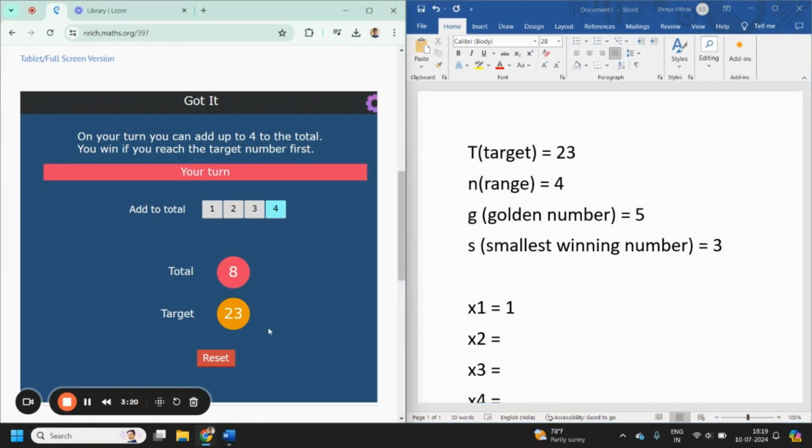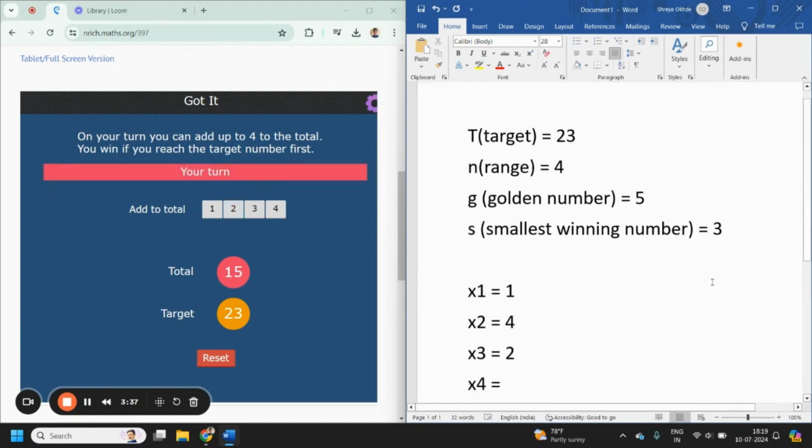And as you can see, 3 plus 5 is 8, which is another winning number. x2 is equal to 4. I'm going to play 5 minus 4, which is 1. Okay. So the computer has played 2, and I'm going to play 5 minus 2, which is 3. Now the computer has played 1. So I'm going to play 5 minus 1, which is equal to 4. Yes, I win.